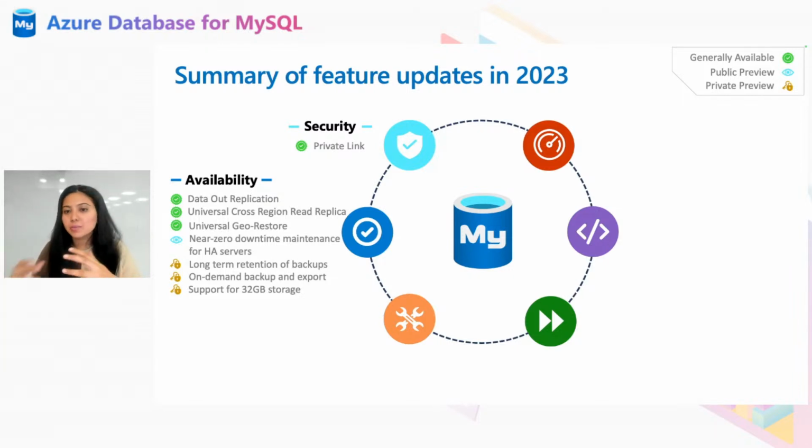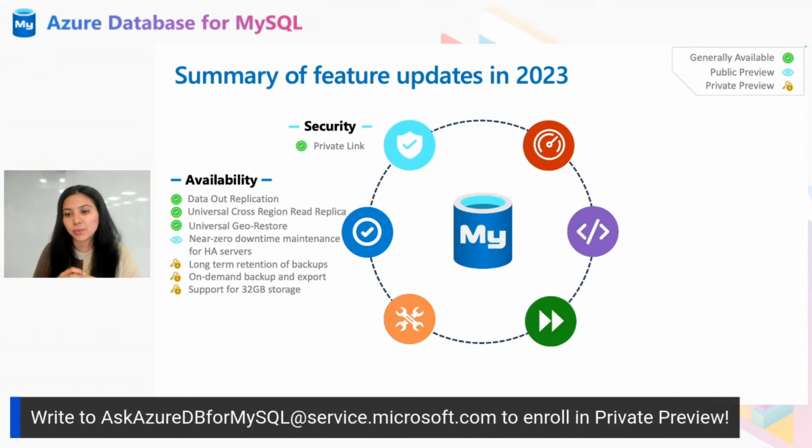Once exported, these backups can be used for recovery, for migrations, for data redundancy, availability, or even auditing and other purposes, right? And then finally, we also released support in private preview for 32 TB storage. So for your business critical SKUs, you can expand your storage up to 32 TB. These are in private preview. You'll have to write to us at askAzureDBforMySQL@service.microsoft.com if you want to test these out.